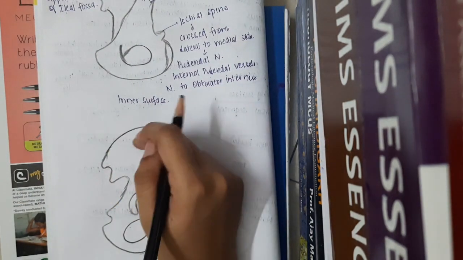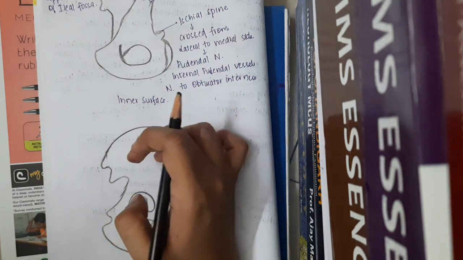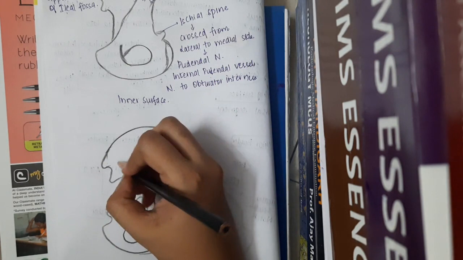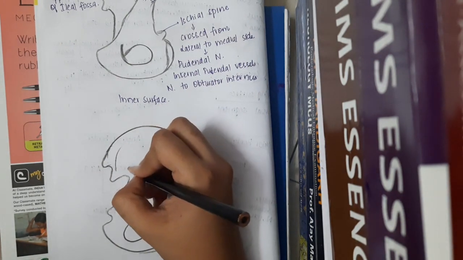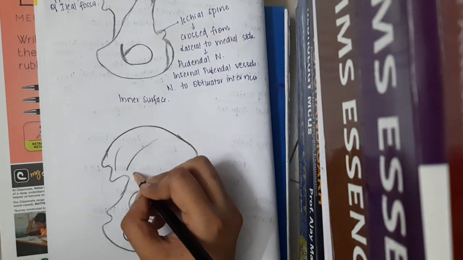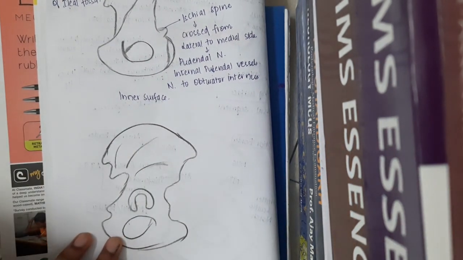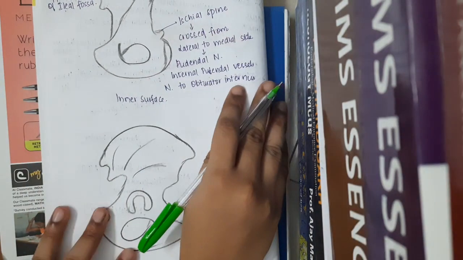Yeah, in the outer surface you have, this is the gluteal surface. Okay, this gluteal surface is divided into 4 areas by 3 gluteal lines. This is the first gluteal line, there is second gluteal line, and there is third gluteal line. Okay, so with the help of these 3 gluteal lines, the gluteal surface is divided into 3 parts. Okay, let me name the gluteal lines.